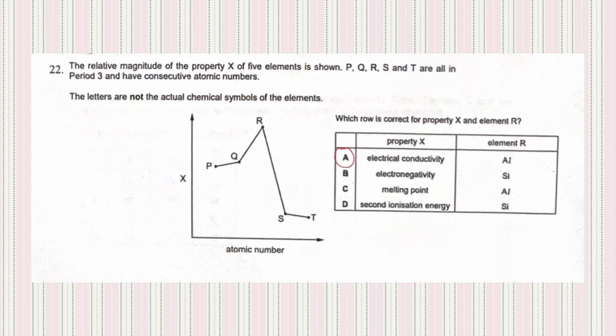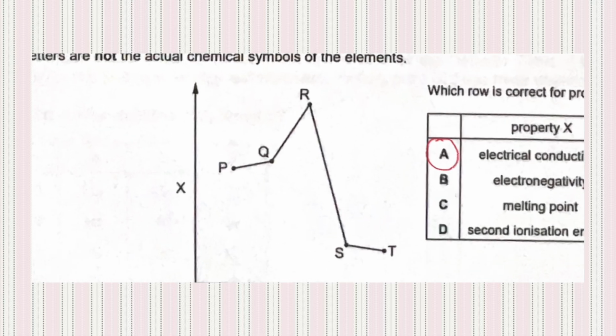22. The relative magnitude of the property X of 5 elements is shown. P, Q, R, S, and T are all in period 3 and have consecutive atomic numbers. The letters are not the actual chemical symbols of the elements. Which row is correct for property X and element R? Let's trace the 5 consecutive elements in period 3: P is Na, Q is Mg, R is Al, S is Si, and T is P.